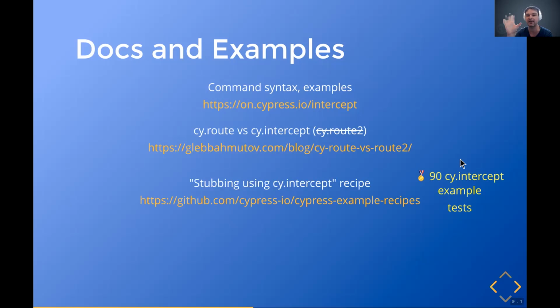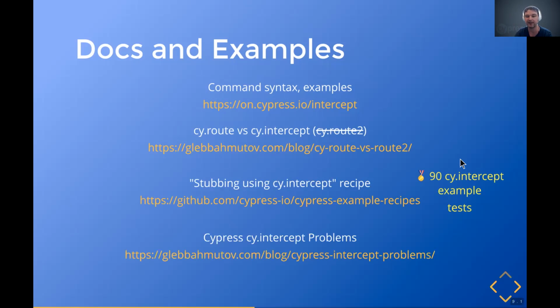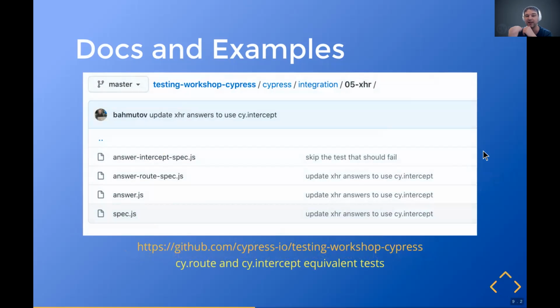So there are more like 90 good tests that you can see and learn from. People complain about problems, so I've written a blog post about Cypress Intercept problems. Some of them are legit, some of them we already fixed, and some of them just have easy workarounds. So that's also useful. And finally, we have a repo called Testing Workshop. And there's a section of that repo that talks about network.